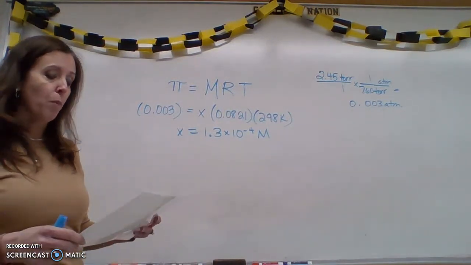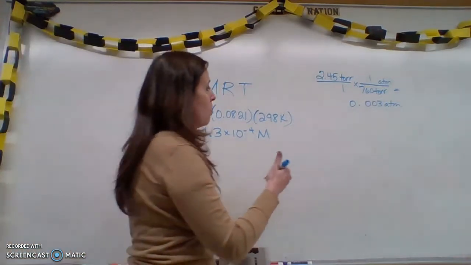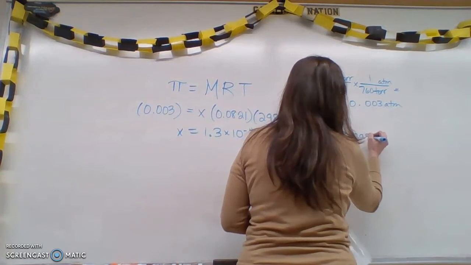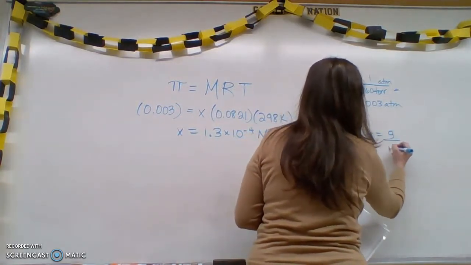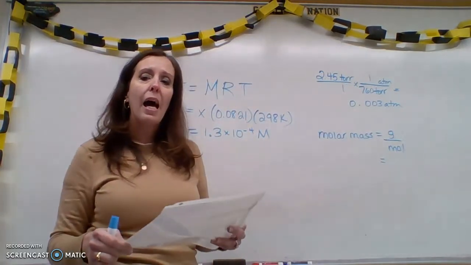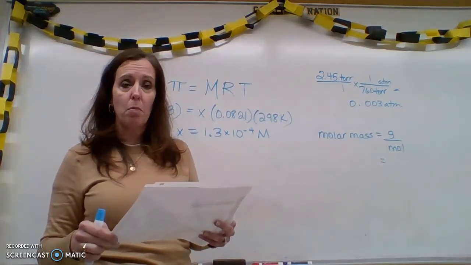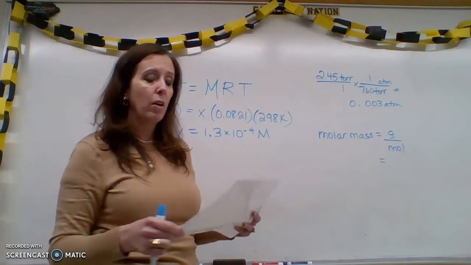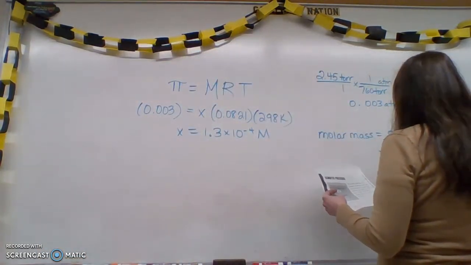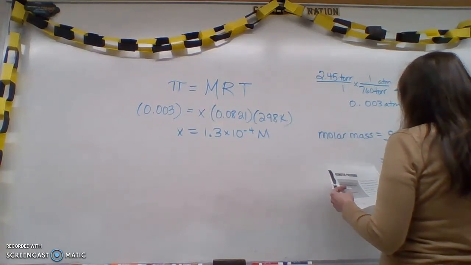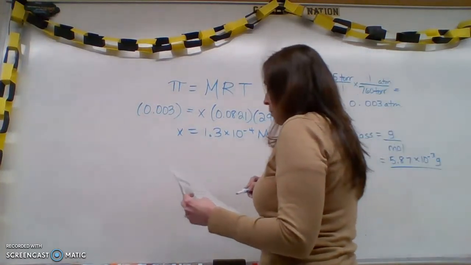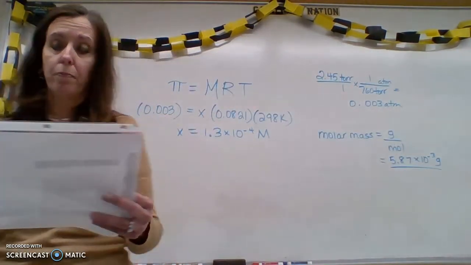Okay, I asked you for molar mass. And I know that molar mass is equal to grams over moles. Well, in the problem, I gave you milligrams. So you're going to have to convert milligrams to grams. And when you do that, you had 5.87 milligrams. That becomes 5.87 times 10 to the negative 3 grams. So what I'm looking for now are moles.